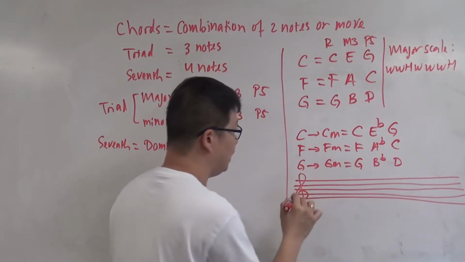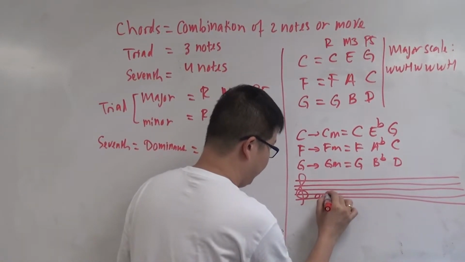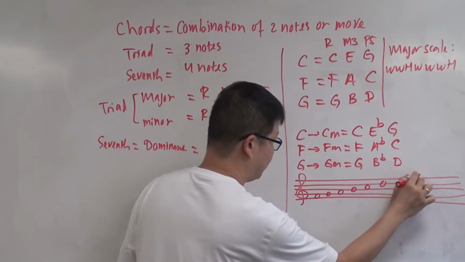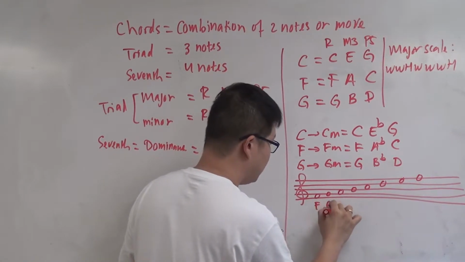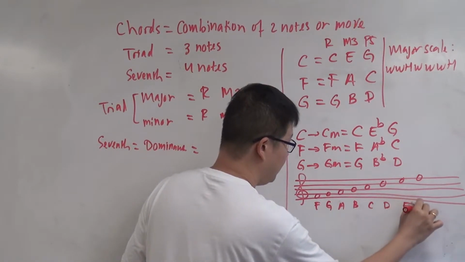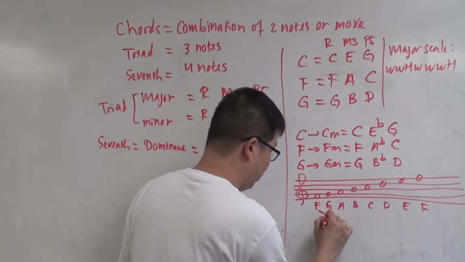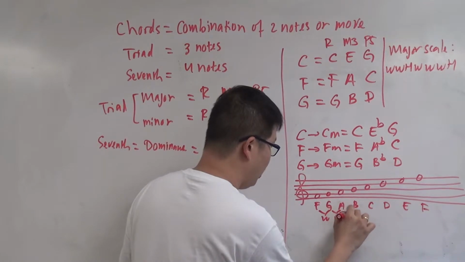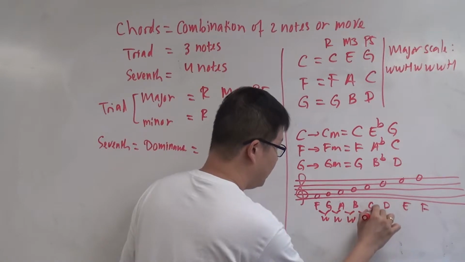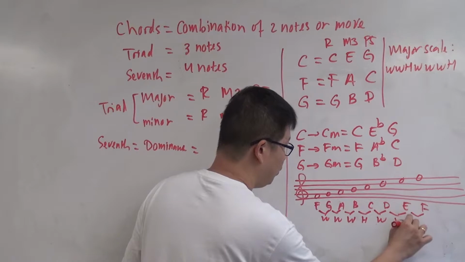So F major scale, the first note is F, the end note is F. So let's start from F. This is F, G, A, B, C, D, E, F. Now let's check whether it's correct or not. F to G is whole, G to A is whole, A to B is whole, B to C is half, C to D is whole, D to E is whole, E to F is half.